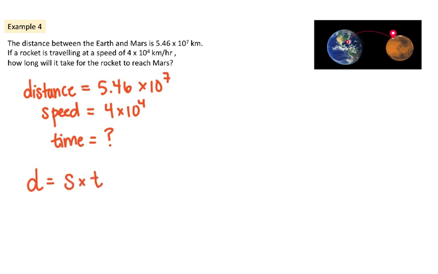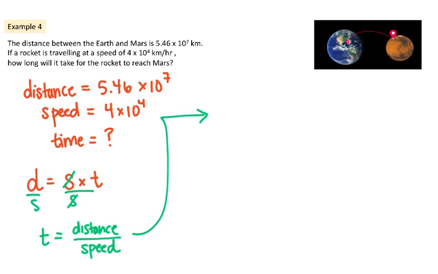Now we don't know the time. So what we'll do actually is divide by the speed on both sides, and we'll have the relationship that the time is going to equal the distance divided by the speed. So let's go ahead and plug that in. We'll say the time is the distance, 5.46 times 10 to the 7, divided by the speed, which is 4 times 10 to the 4.